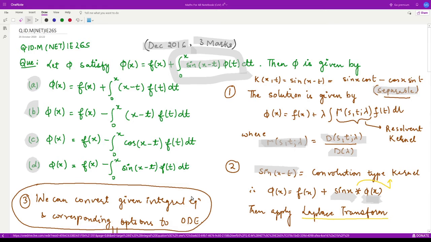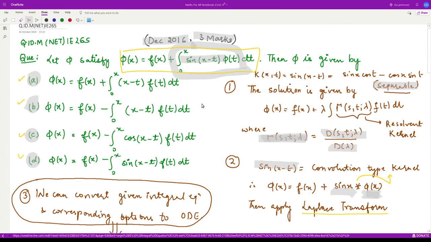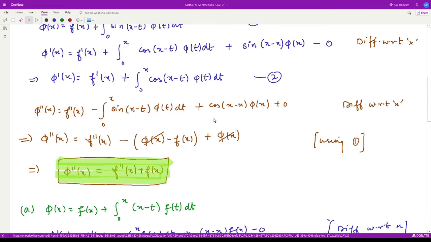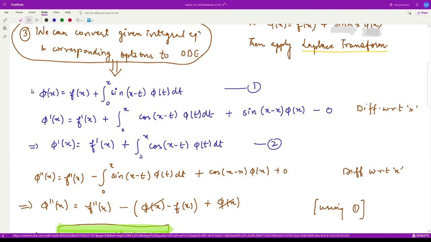We can convert the given integral equation into the corresponding ordinary differential equation and see which option matches the given differential equation. So first of all, this is our given integral equation. Let's solve it by converting it into the ordinary differential equation. Let's differentiate equation number 1, this one.